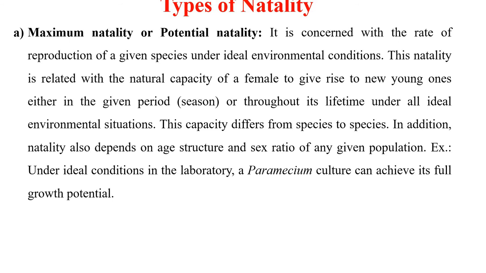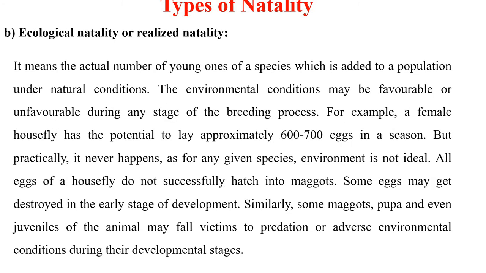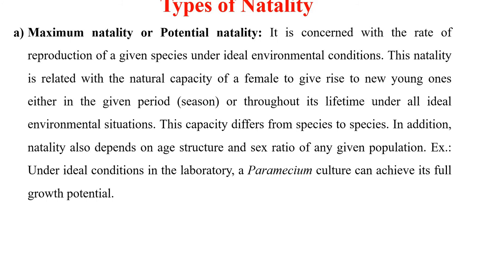Now the types of natality. One is the maximum natality or the potential natality, and second one ecological or realized natality. We'll consider the first, that is maximum or potential natality. It is concerned with the rate of reproduction of a given species under ideal environmental conditions. Rate of reproduction of a given species, remember, under ideal environmental condition.